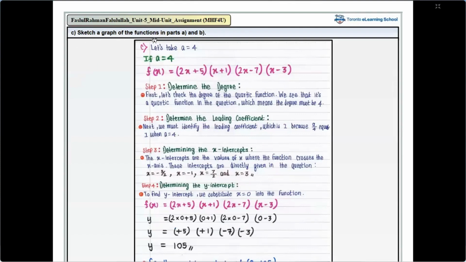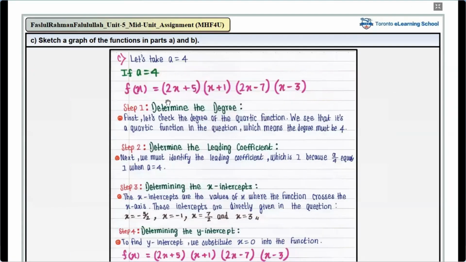Part C, sketch a graph of the functions in parts A and B. Let's take A equal 4. If A equal 4, fx equal 2x plus 5, x plus 1, 2x minus 7, x minus 3. Step 1, determine the degree. First, let's check the degree of the quadratic function. We see that it's a quadratic function in the question, which means the degree must be 4. Step 2, determine the leading coefficient. Next, we must identify the leading coefficient, which is 1, because A over 4 equals to 1.